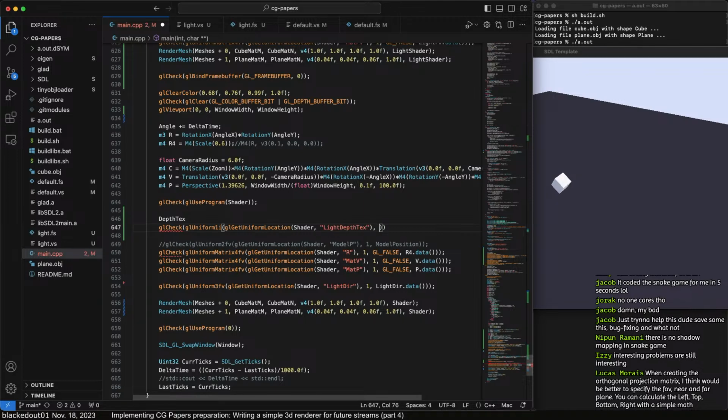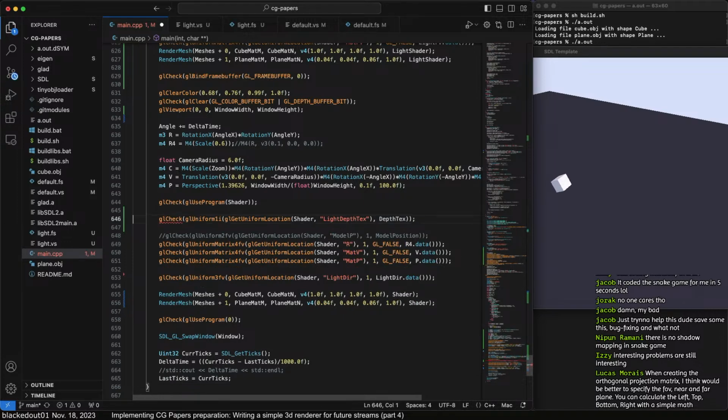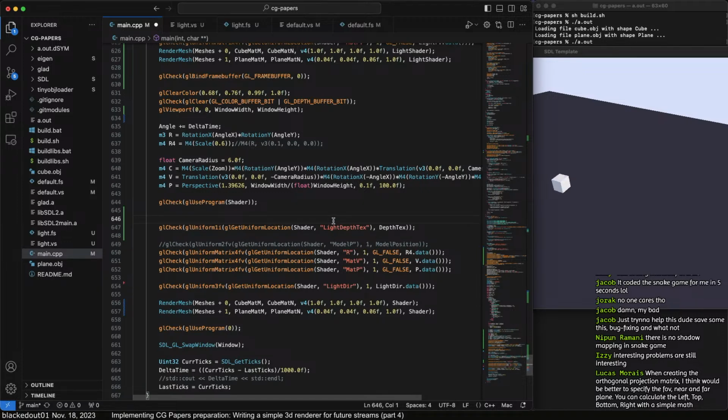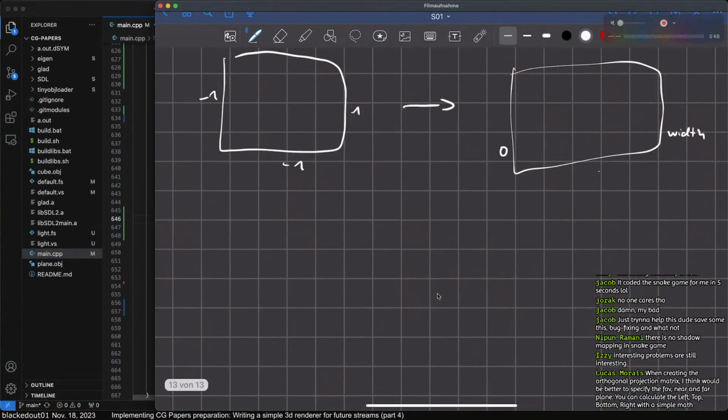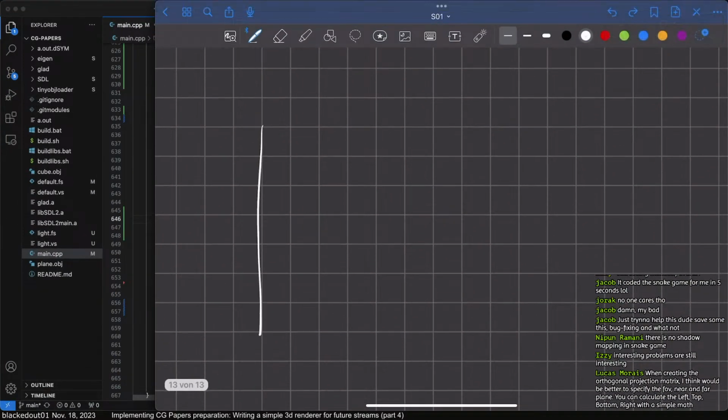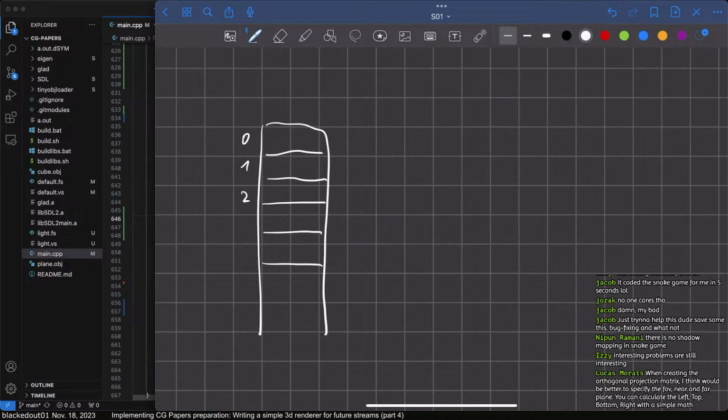We don't pass this directly into here because that wouldn't work. In OpenGL, when using textures, there are basically a few slots. So let me draw this maybe. So basically we have these texture slots: slot 0, slot 1, slot 2, slot 3, slot 4. And in these slots, we can bind an actual texture. So in a slot, we can bind our depth texture.